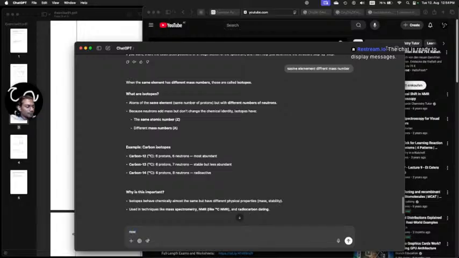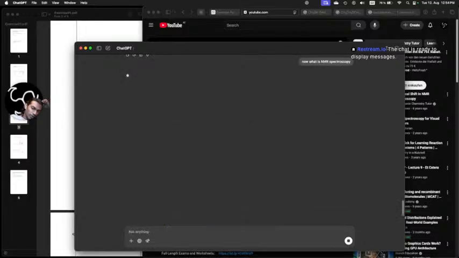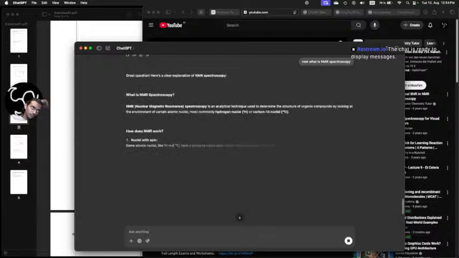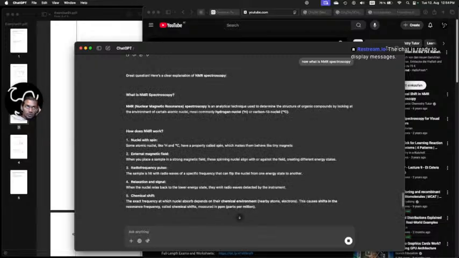Now, what is NMR spectroscopy? NMR spectroscopy, nuclear magnetic resonance spectroscopy, is an analytical technique used to determine the structure of an organic compound by looking at the environment of certain atomic nuclei, most commonly hydrogen nuclei or carbon 13 nuclei.